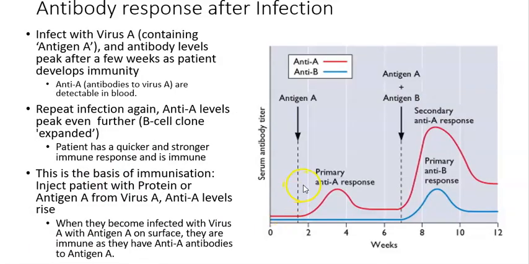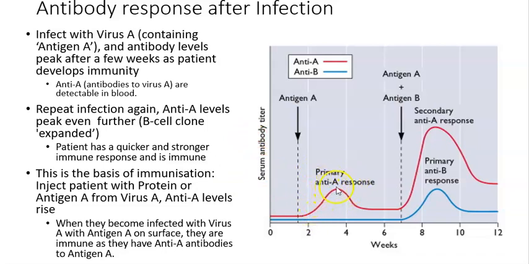So the antibody is the thing that recognises the antigen. We can look at antibodies from the point of view of what happens during either infection or immunisation. If we are infected with virus A that contains antigen A, which could just be a surface protein, we find that a couple of weeks after exposure, antibody levels rise. This is what we call the primary anti-A response. That means we've got blood serum antibodies to virus or antigen A.